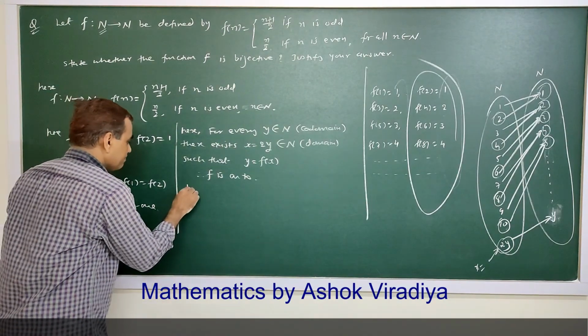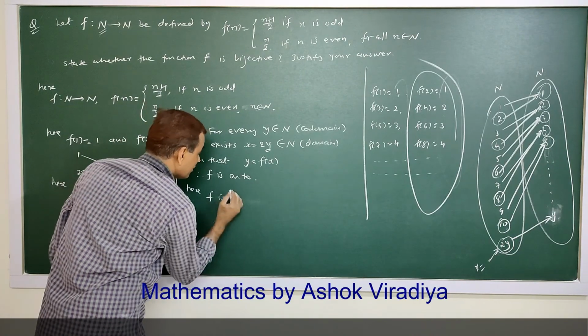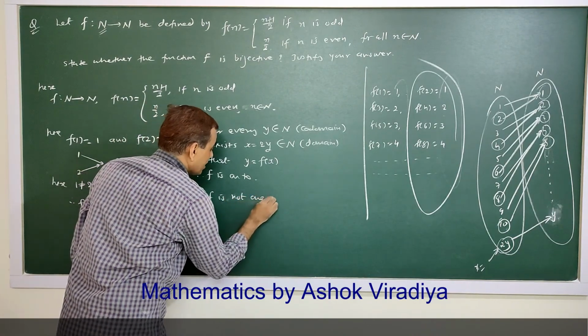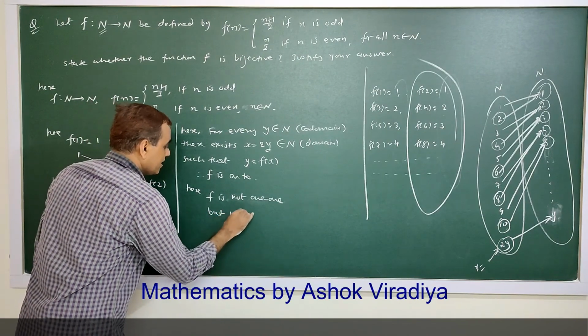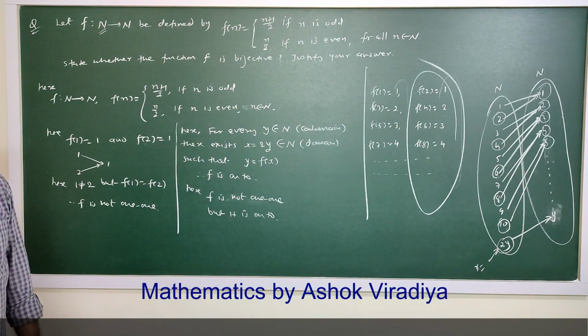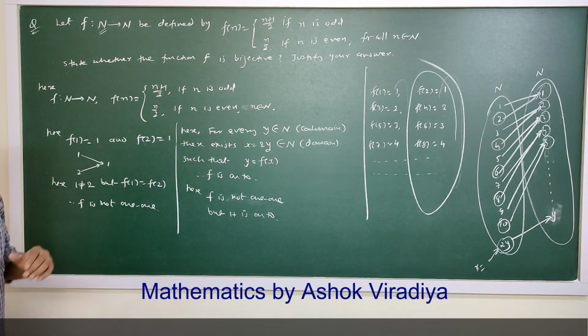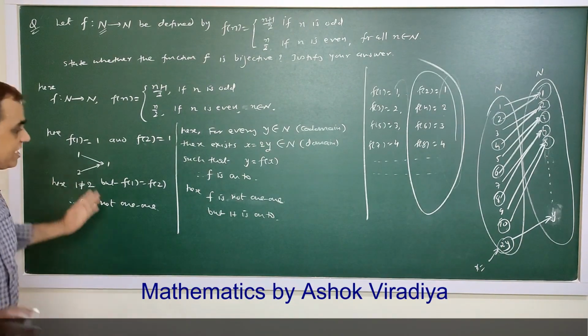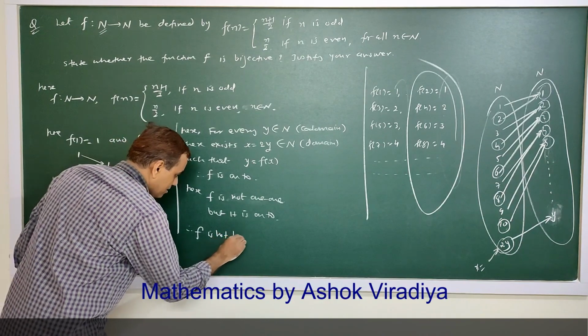So here the function is not one-one, but it is onto. Because it is not both, it is not bijective. Therefore the function is not bijective.